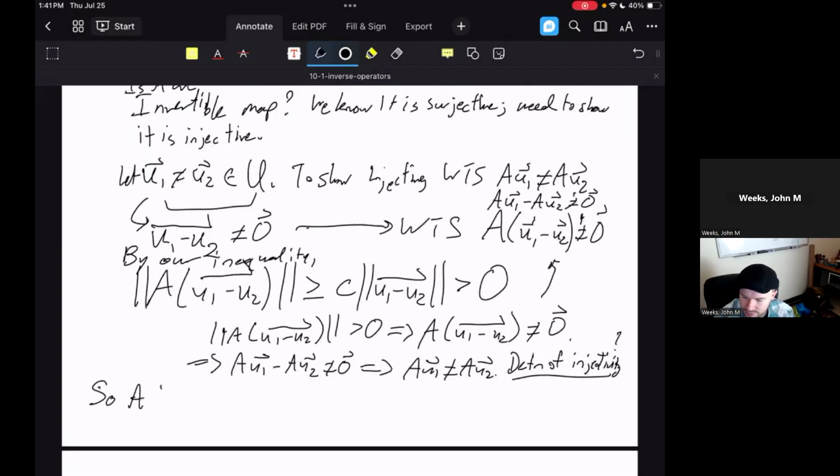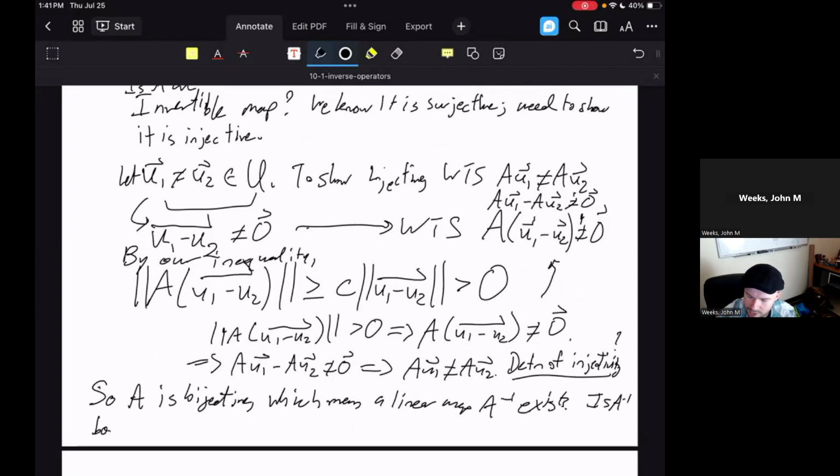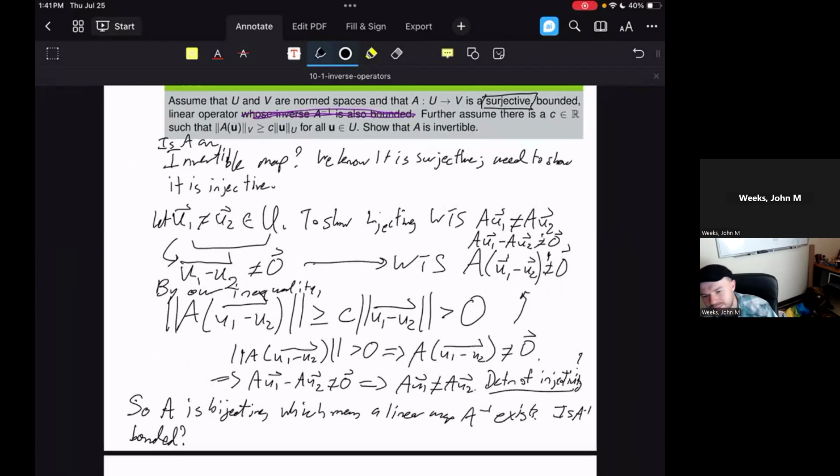So A is bijective, which means a linear map, A inverse, exists. Is A inverse bounded? Is now our next step. We now want to show if A inverse is bounded.